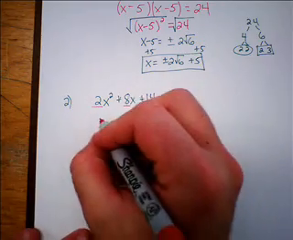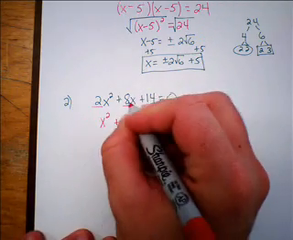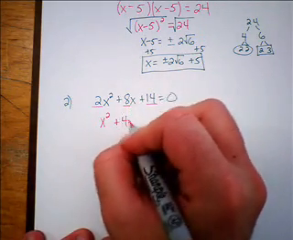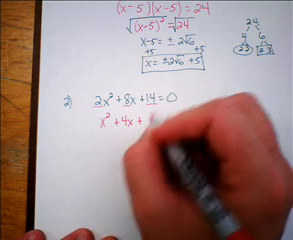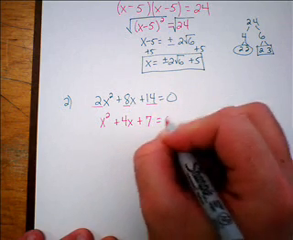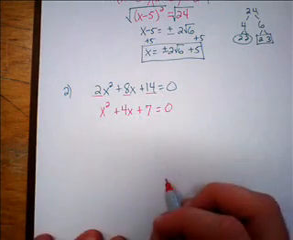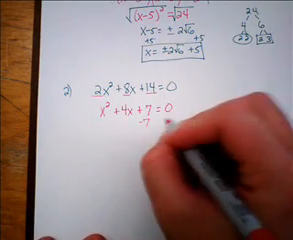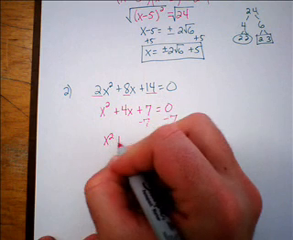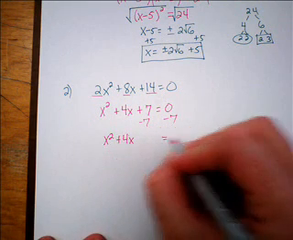Okay? So if I get rid of that 2, 8 divided by 2 is 4. 14 divided by 2 is 7, equal to 0. And I haven't changed my problem. Okay, I didn't do anything to change it. It's still the same thing. Now we can do the same thing we did in question 1. Okay, so subtract 7. Leave the gap.